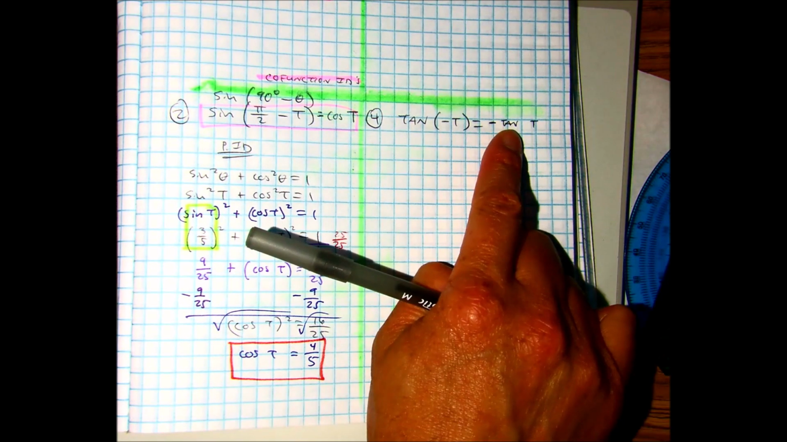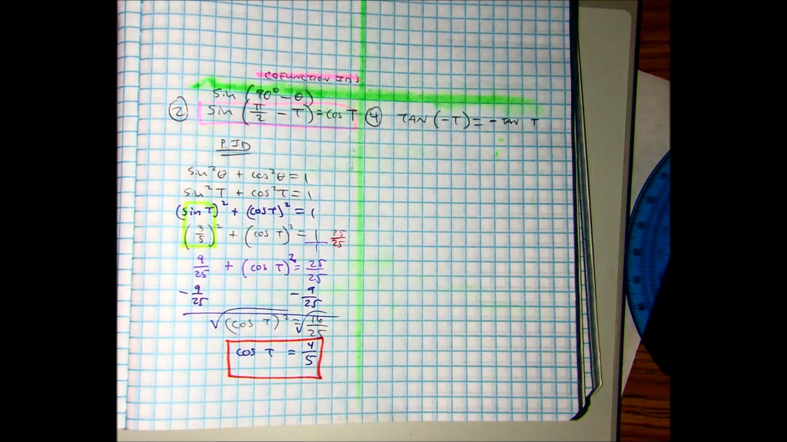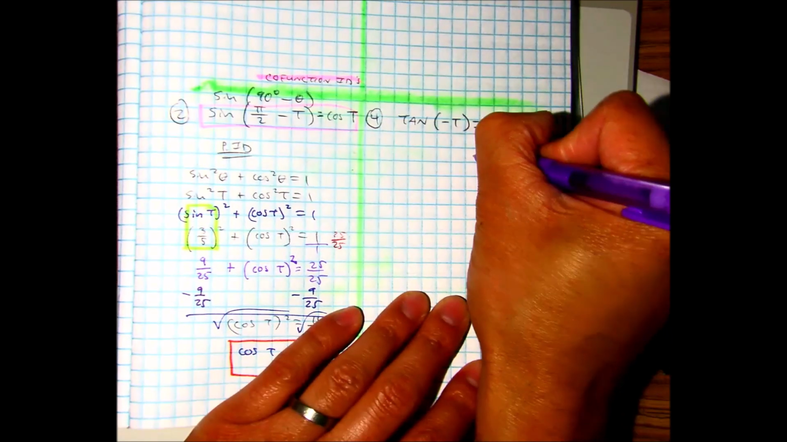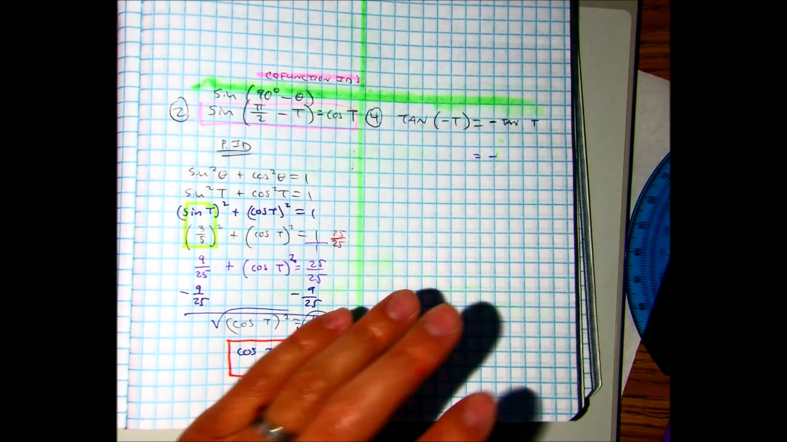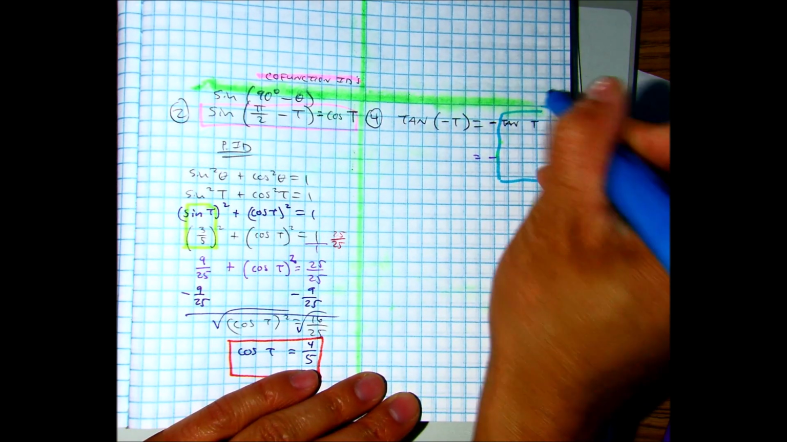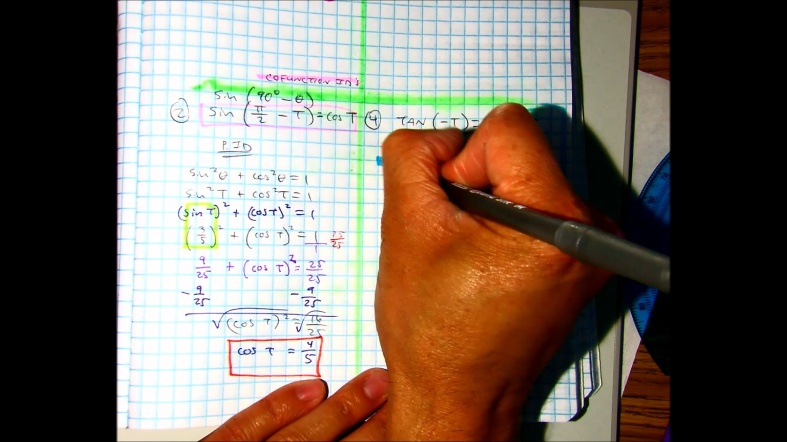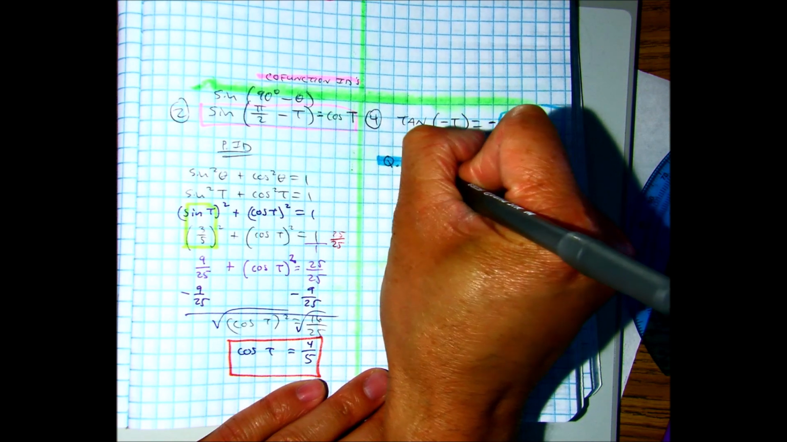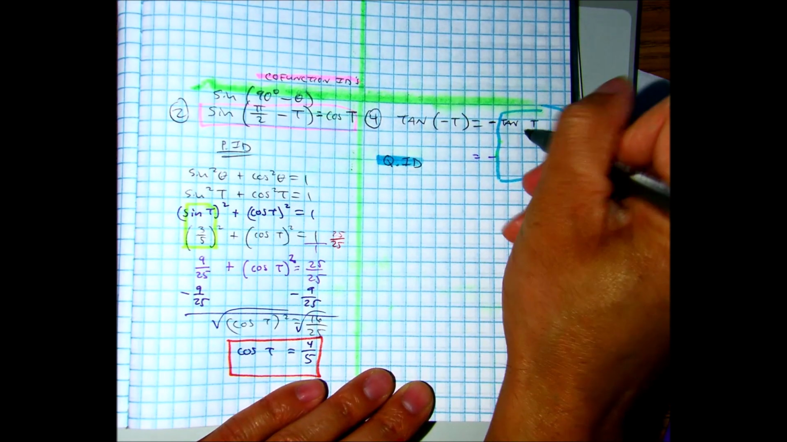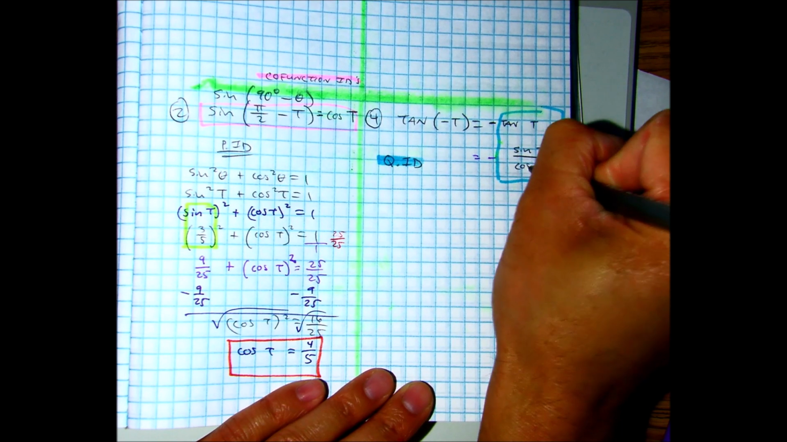I have tangent. I have cosine. I have sine. What can we use? Look at your identities. On the count of 3, class. Ready? 1, 2, 3. Quotient identity. What is it? Sine of t over cosine of t.